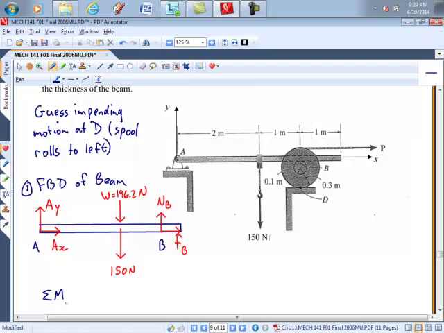So I can do moments about A. That actually gets rid of all of the unknowns except for one, because AX and FB both have lines of action through A. So I have one positive moment, which would be NB, times 4 meters. Because I've got 2 meters. Oh, sorry, 3 meters. Right.